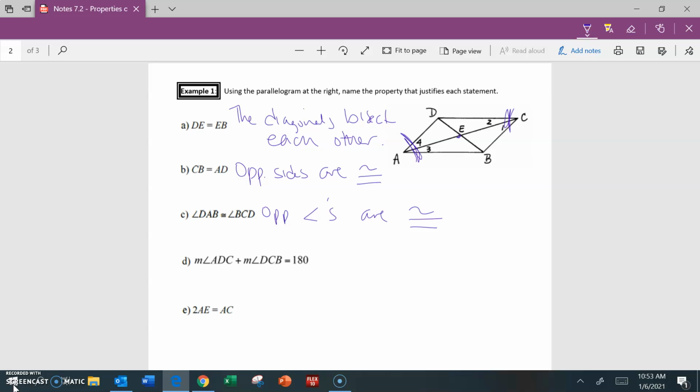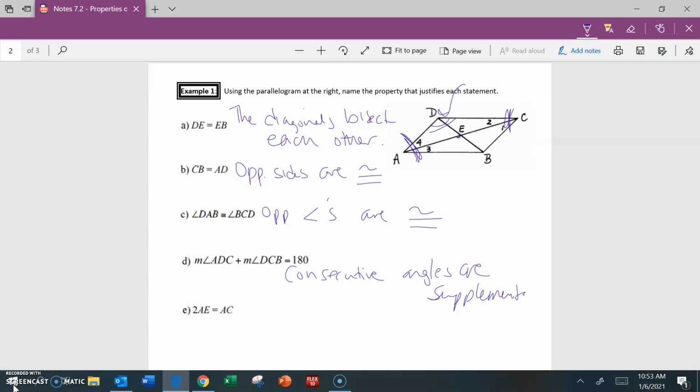Why is angle ADC, which is right here, this big one, when you add it to DCB, 180? That's because in a parallelogram, consecutive angles are supplementary. Come on, pen.